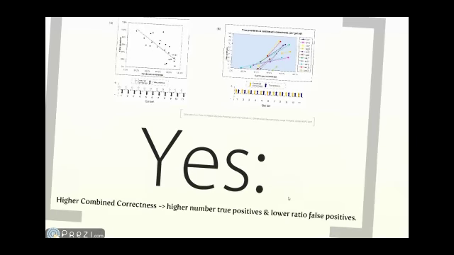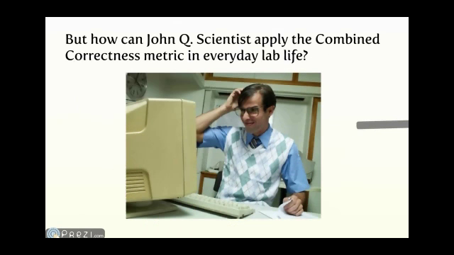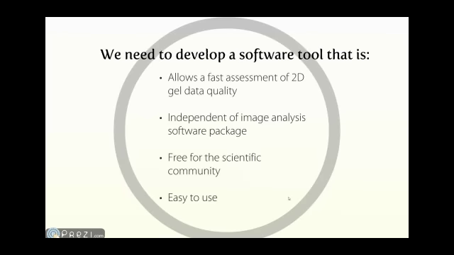So the question then is, okay, we have a metric that seems to be really relevant in terms of how it can improve your results, but how could the John Q scientist use this in his everyday lab life? How can he apply that when he's doing his 2D gel image analysis? We realized quite quickly that we have to develop a software that can allow people to do this type of assessment. So we wanted to create a piece of software that allows to do this assessment in a fast and reliable way.